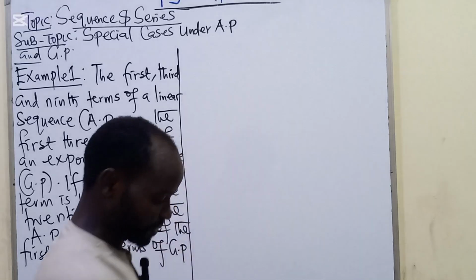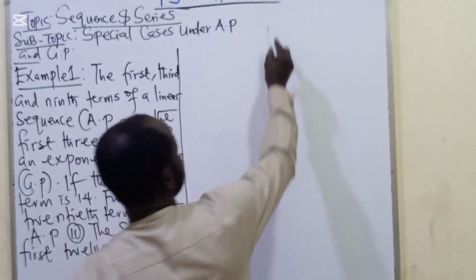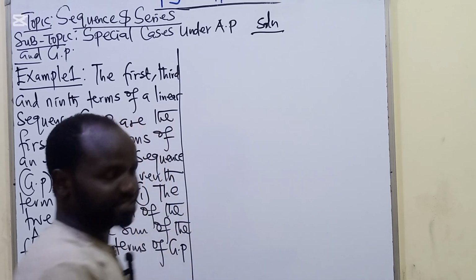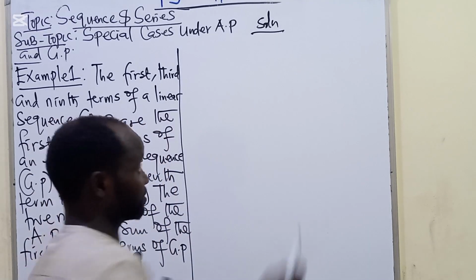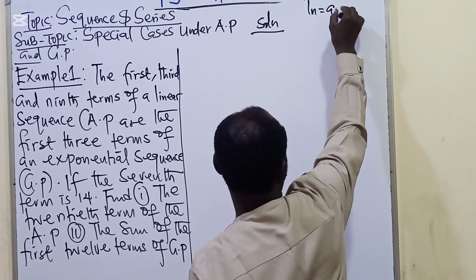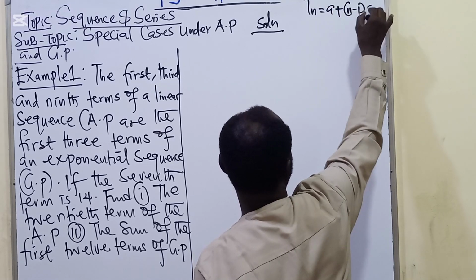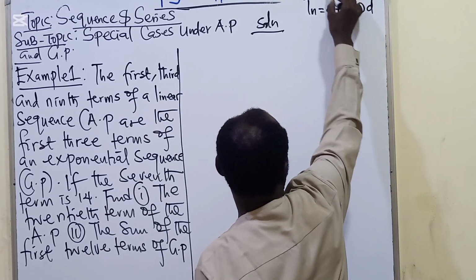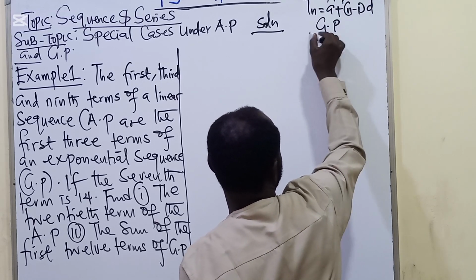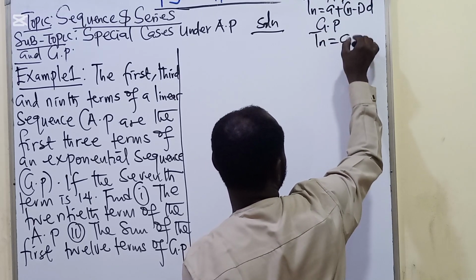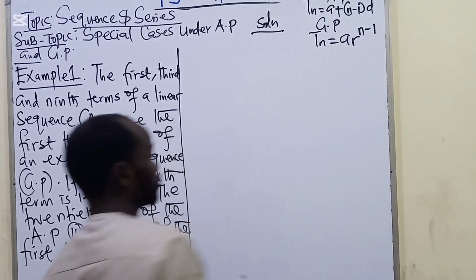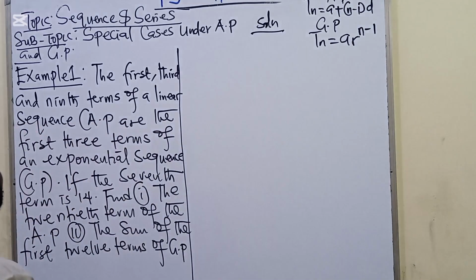First thing to do, let's write down the solution here. To resolve this, we need the nth term of AP as well as GP. The nth term of AP is A plus n minus 1 multiplied by the common difference D. The nth term of GP is A multiplied by the common ratio R to the power n minus 1. So we need these two formulas.